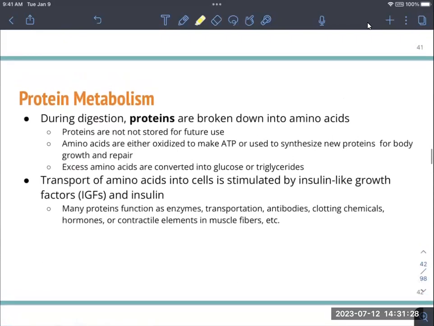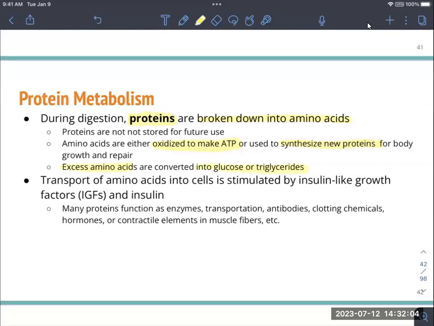Protein metabolism. Proteins, because a protein is a chain of amino acids, are going to get broken down into those individual amino acids. We do not store proteins in our body. These amino acids get oxidized to make ATP or to make new proteins. Excess amino acids get converted into glucose or triglycerides, depending on what our body needs.